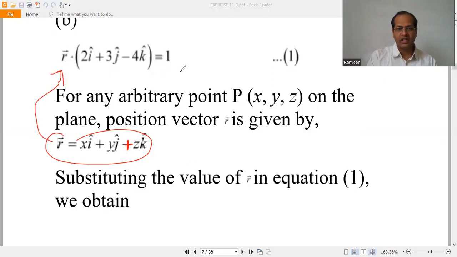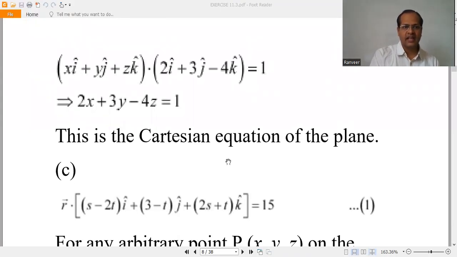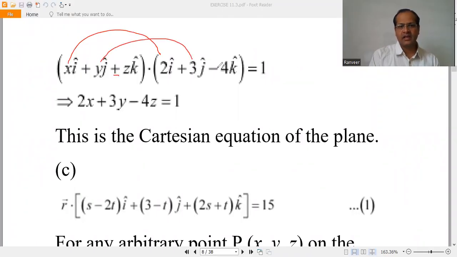So after substituting the value, we are getting this is x into 2, that is 2x, plus 3y, and this is minus 4z equal to 1.